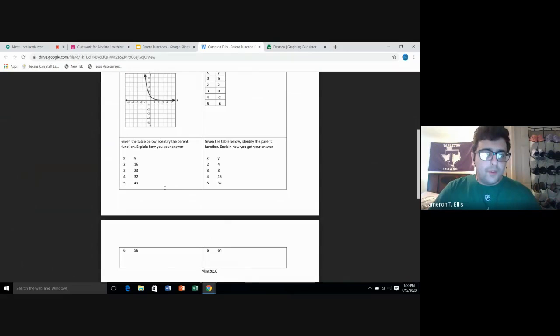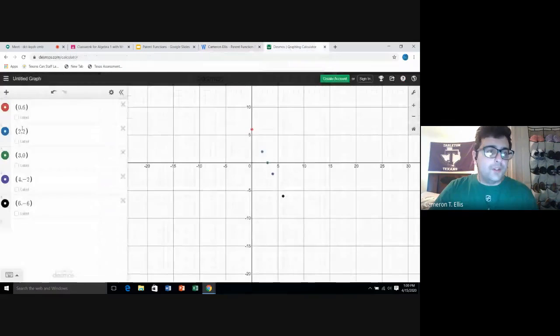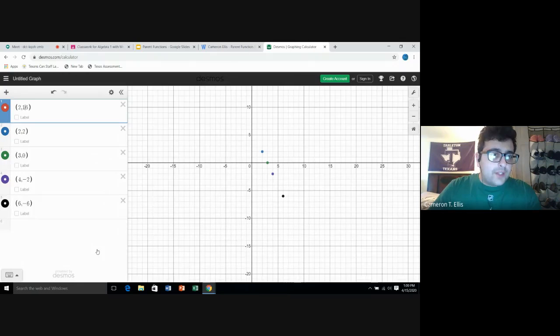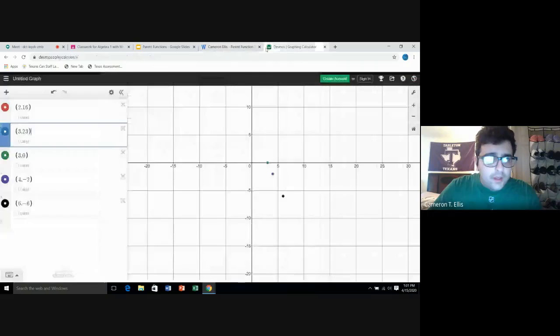Okay? So same thing for this one, right? 2, 16, 3, 23, 4, 32. We just got to graph these into Desmos, see what it looks like, right? So x is on the left side of the comma, y is on the right side, 2 on the left, 16 on the right, 3, 23, 4, 32. Got to zoom out for this one probably.